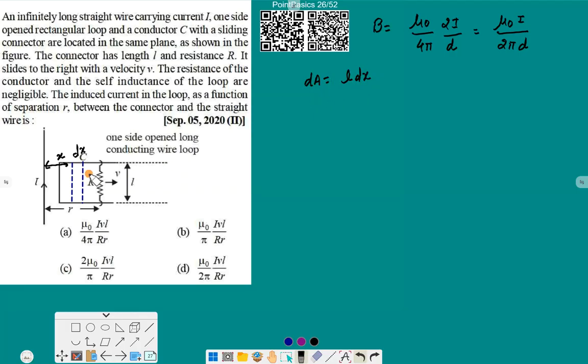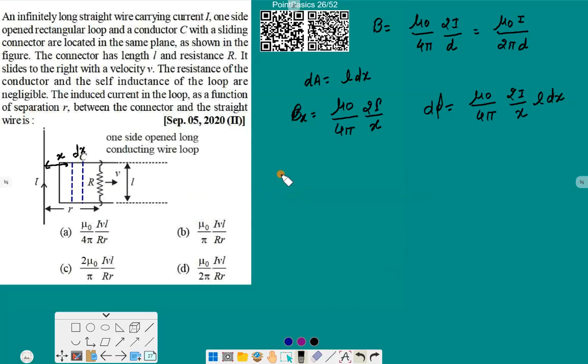And magnetic field at distance x from the wire, Bx, will be mu naught by 4 pi into 2I by x. This is the value of the magnetic field. And now flux d phi associated with this small element will be B into A. So mu naught by 4 pi into 2I by x into L dx. This is the amount of flux associated with this element.